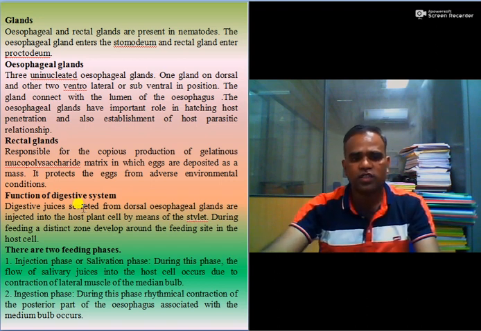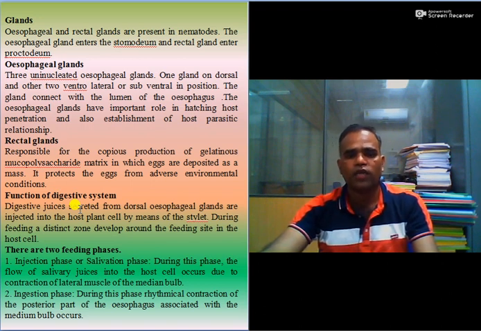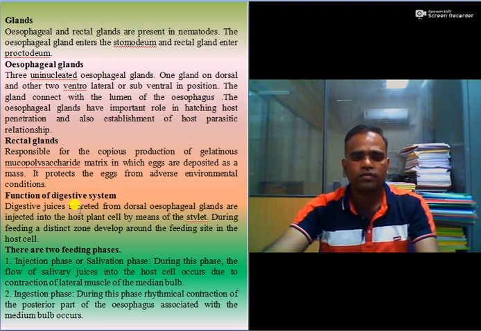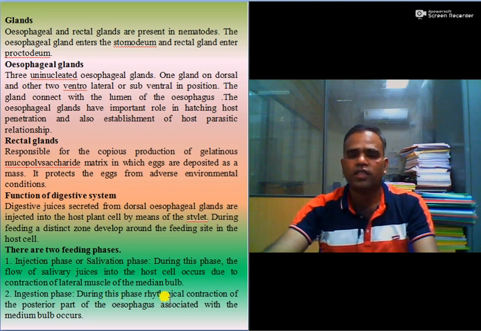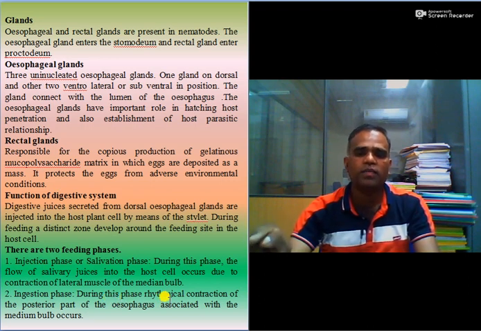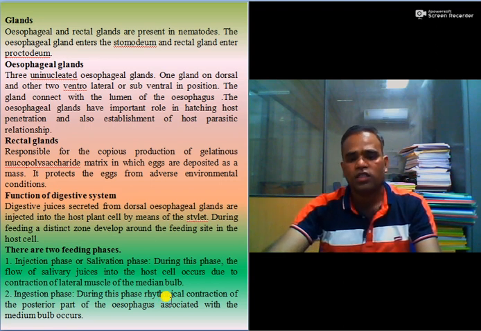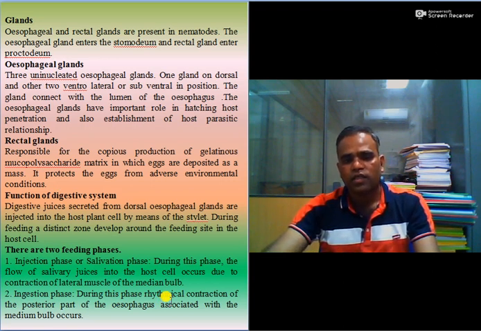One is the injection phase or salivation phase. During this phase, the flow of salivary juices into the host cell occurs due to contraction of the lateral muscle of the median bulb. Second, the ingestion phase. During this phase, rhythmic contraction of the stylet occurs, and it is due to the posterior part of the esophagus associated with the median bulb.